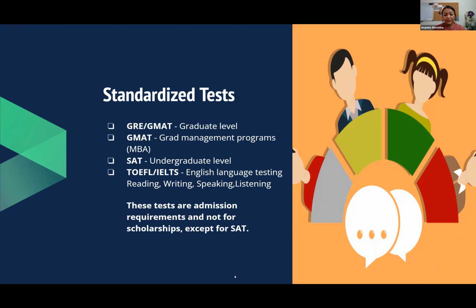Okay, so standardized tests are basically tests that measure your preparedness for college level courses. So basically, if you're ready for college level material, that's all the standardized test is about. And for graduate level, we have GRE and GMAT. And for undergraduate levels, we have SAT. And along with that test, we also have to take TOEFL or IELTS, which is the English language testing. Also, it is very important to know that these tests are admissions requirements and not for scholarships. However, in case of undergraduate or bachelor's level, the SAT test could help you score scholarships. So if you have a high SAT score, it will help you get the scholarships that you are trying to get.